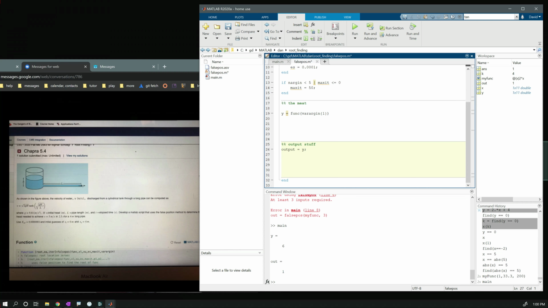Okay. So anyway, introduction to nested function. We'll probably go over that more in the next few days. Okay.